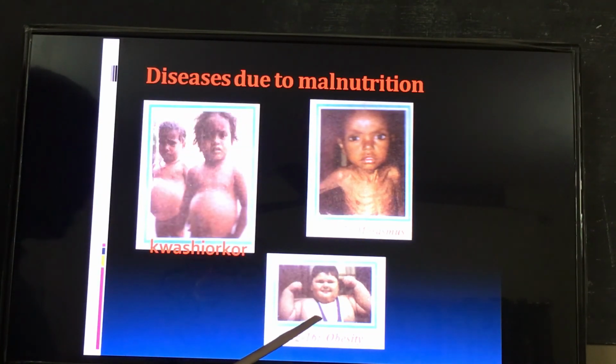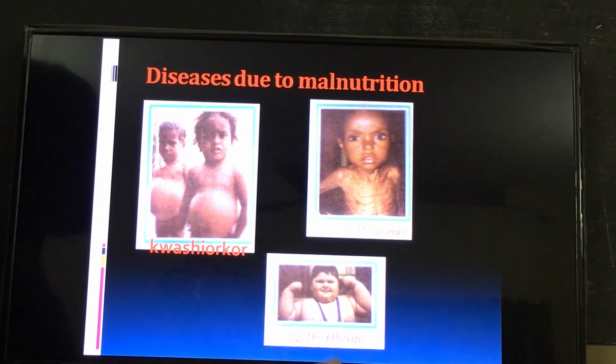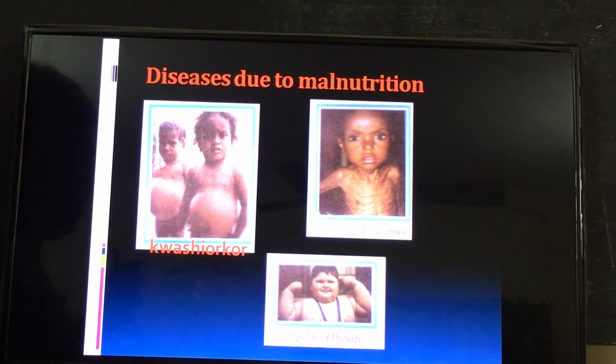Here we can find another abnormality, that is obesity. Do you know? You have to take food sufficiently. If you take more food than the required amount, it also causes a problem, a disease known as obesity. What is meant by obesity? The person who has weight 10% more than the body weight suffers with a problem known as obesity.